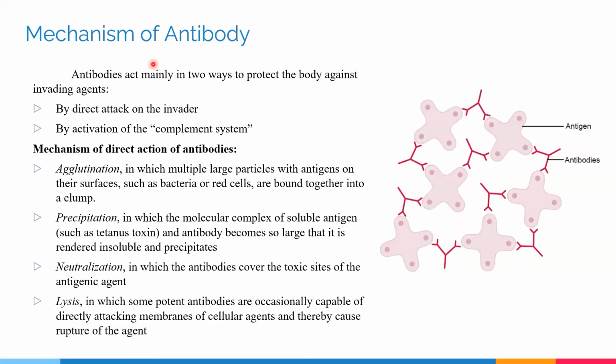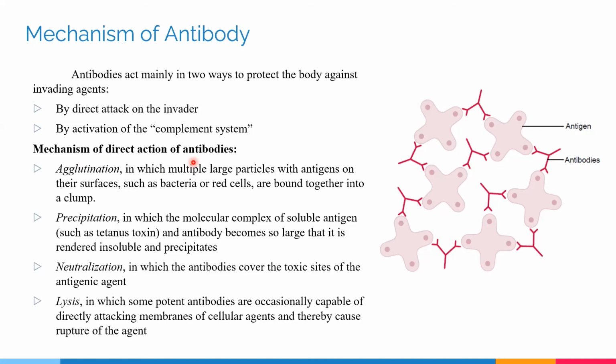So we look into what the mechanism of action of antibodies really is. Antibodies act mainly in two ways to protect the body against invading organisms, which is by direct attack on the invader or by activation of the complement system. So we will learn about the complement system just after this. But first, let us start with the mechanism of direct action of antibodies.